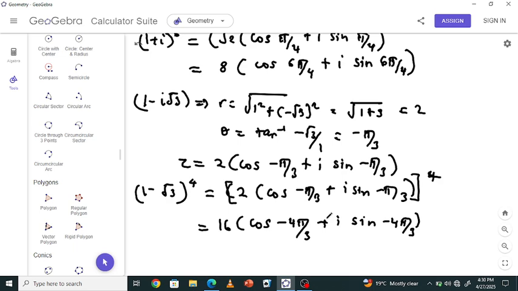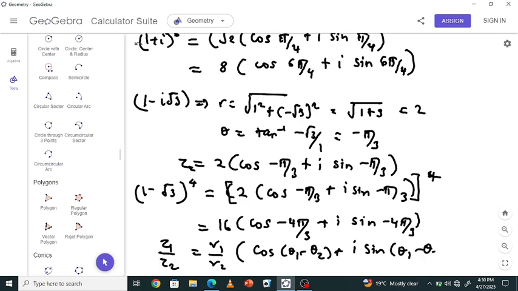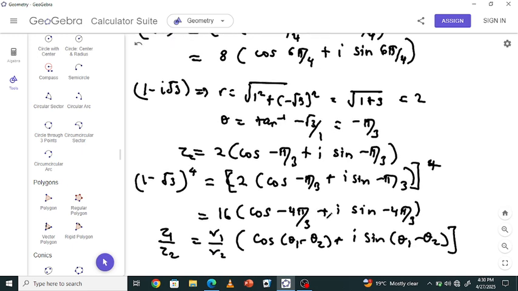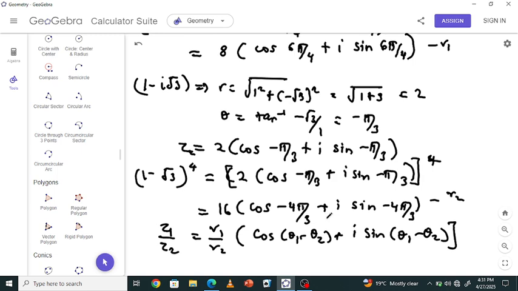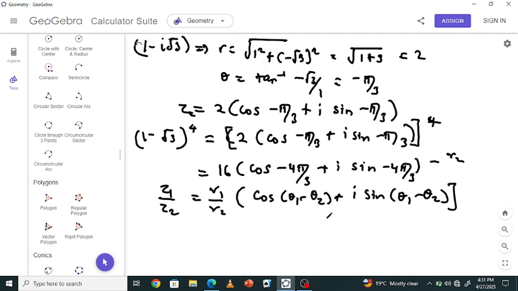Now we have z1, we have z2. So when you are getting z1 over z2, we have said we are putting r1 over r2 into cos theta 1 minus theta 2 plus i sin theta 1 minus theta 2. In our case, we have 8. This is our r1. We have our r2. We are going to divide 8 over 16, which is a half.